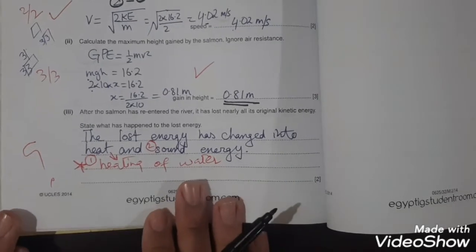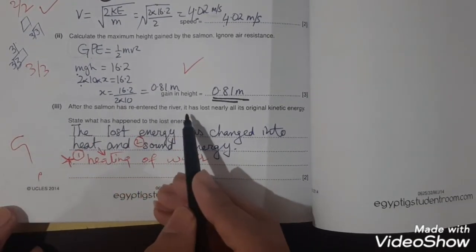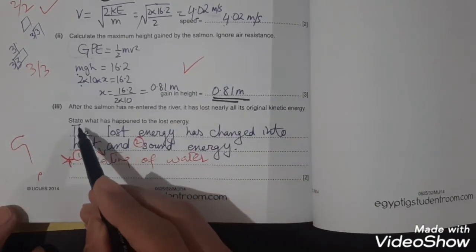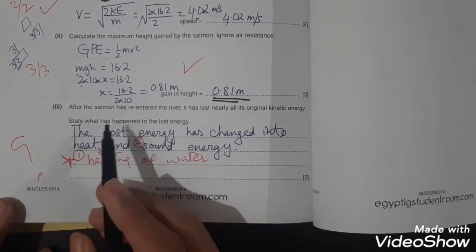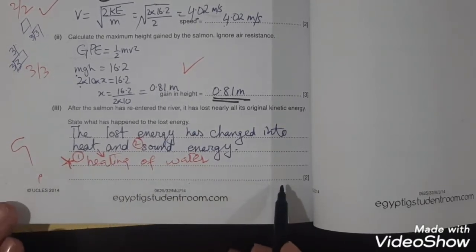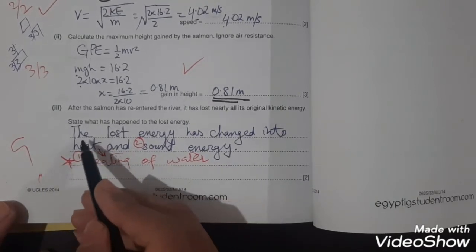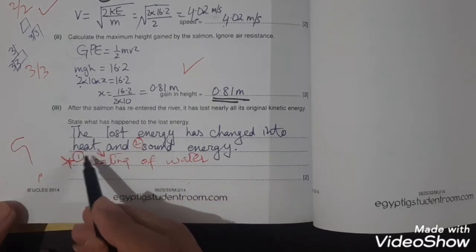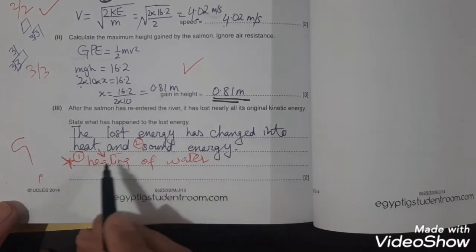Then part 3 states after the salmon has re-entered the water, it has lost nearly all its kinetic energy. State what has happened to the lost energy. The question has 2 marks, so we have to write at least 2 points. So first, the lost energy is changed into heating of the water.